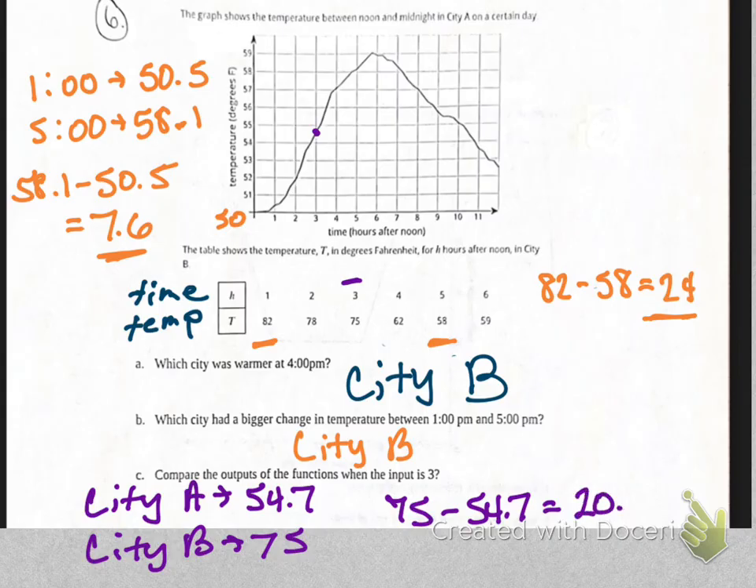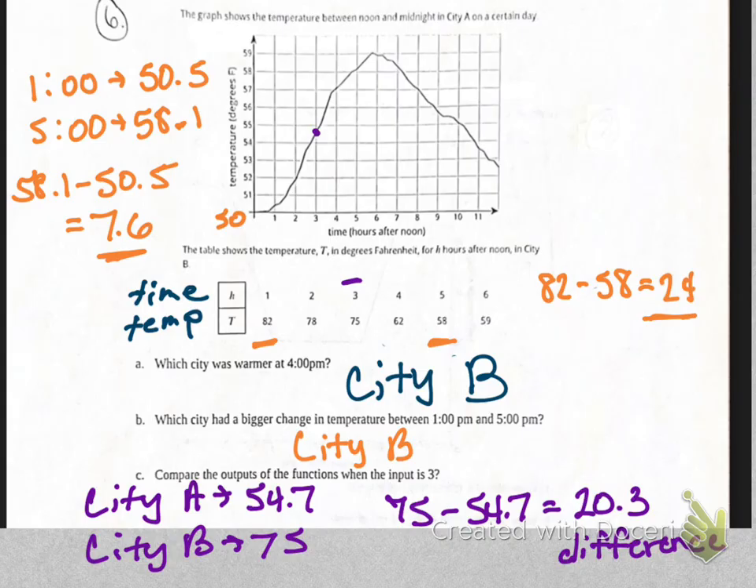That is 20.3. So the outputs between city B and city A when the input is 3 have a 20.3 difference. Again, I pulled that one straight from the lesson. I think my estimates were a little bit different in the actual lesson. But like I said, when we have these estimating problems where you have to estimate temperatures on a graph, as long as you're in a range that makes sense, you're still going to get the question right. Obviously, if 50.5 was a reasonable estimate and you put 54, that's not going to be right. But if you put an answer that makes sense, it is going to be counted right.